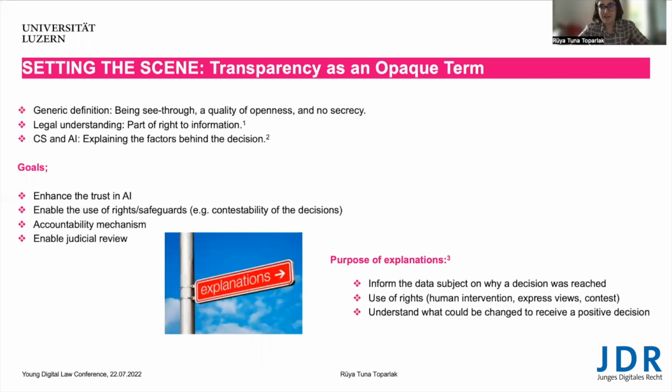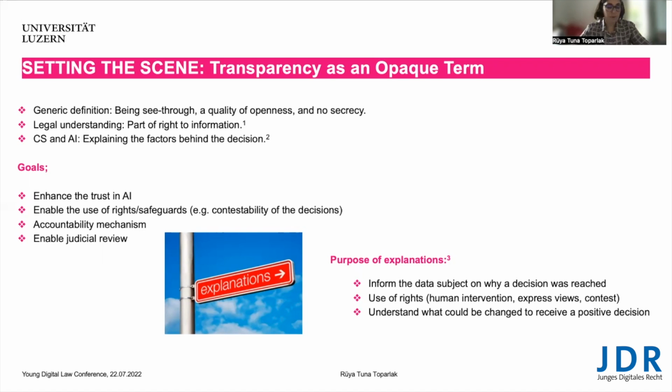So transparency, to set the scene. In many cases, transparency as a term can be quite opaque because different fields have different expectations of the same term. So generically speaking, transparency means being seen through, a quality of openness and no secrecy. Whereas in legal understanding, it means an insight to the judicial, administrative, and legislative processes, and it is a part of the right to information. Whereas in computer sciences and AI, it means the ability to explain and communicate elements relevant to an AI system, including the data, the algorithm, and the outcomes.